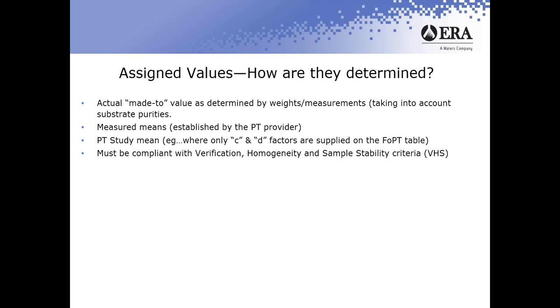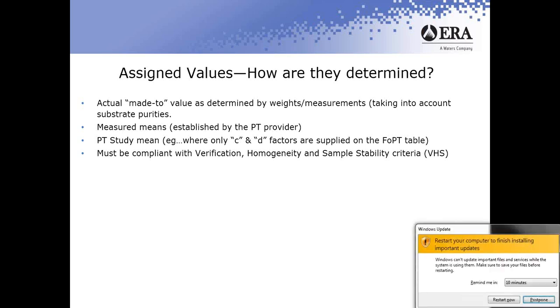Now, PT providers must be compliant with verification, homogeneity, and sample stability criteria, commonly referred to as VHS. Typically, when they're measuring any lot of proficiency testing material, they'll have to demonstrate it's fit for use. Now, fit for use doesn't mean that they have to abide by the same acceptance limits that participating laboratories utilize. The fact is they have to utilize acceptance criteria internally that are 3 to 5 times tighter, typically.